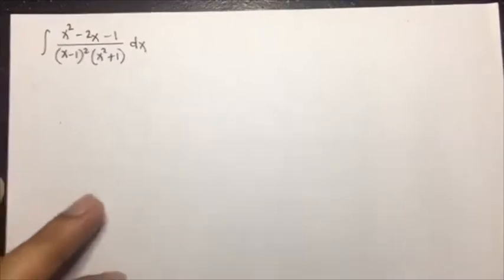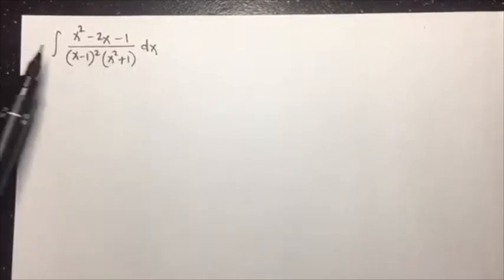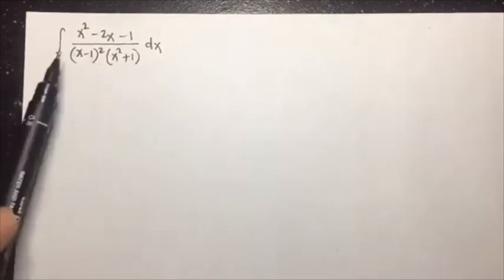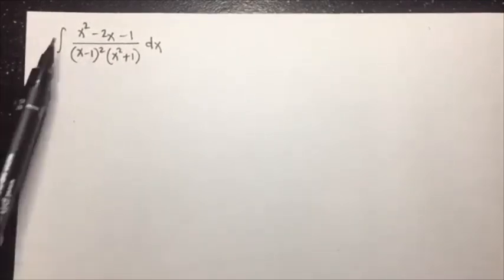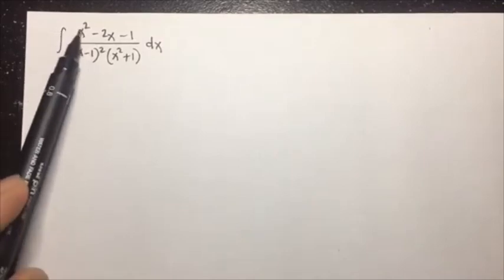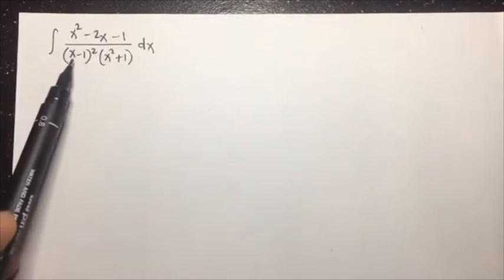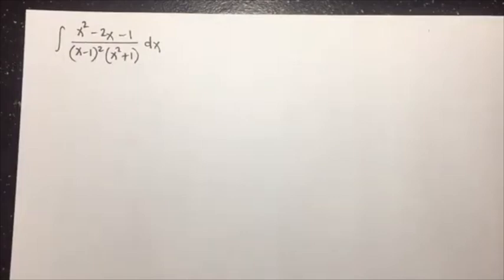Okay, so this problem is a special request problem. This is under case 3 because we have a quadratic factor, and also this is case 2 because we have a repeating linear factor. So we have here the integral of x squared minus 2x minus 1 all over x minus 1 squared times x squared plus 1. As we can see, the denominator is already factored.